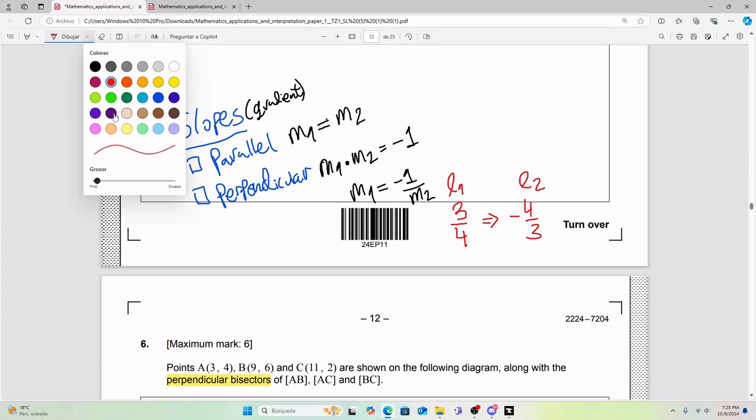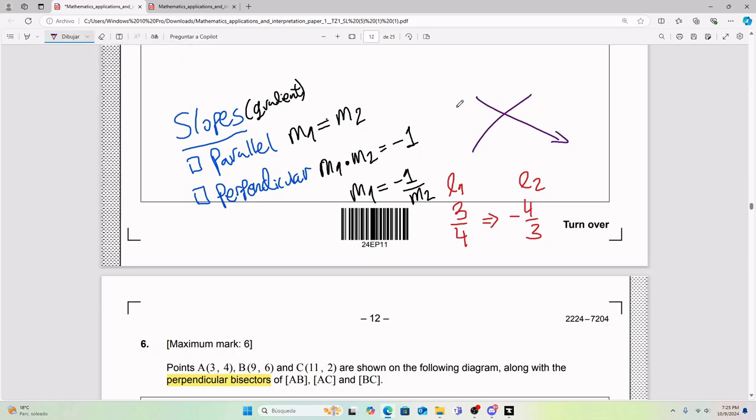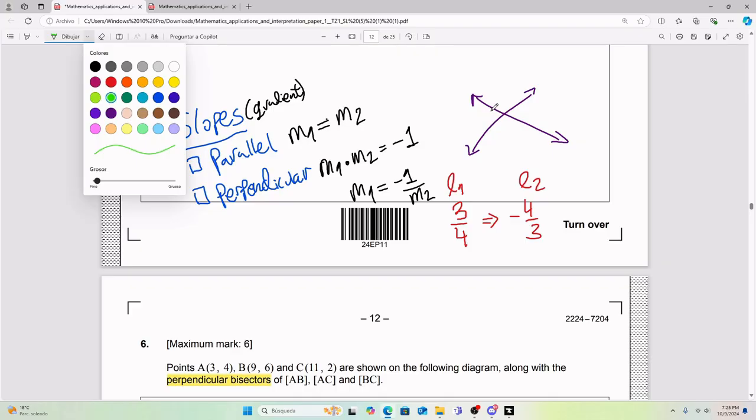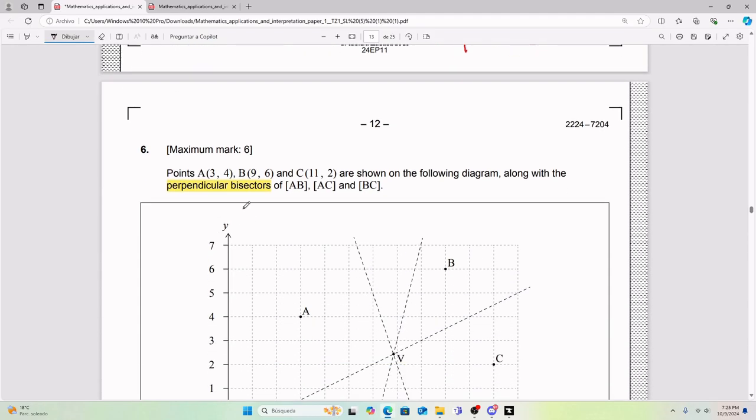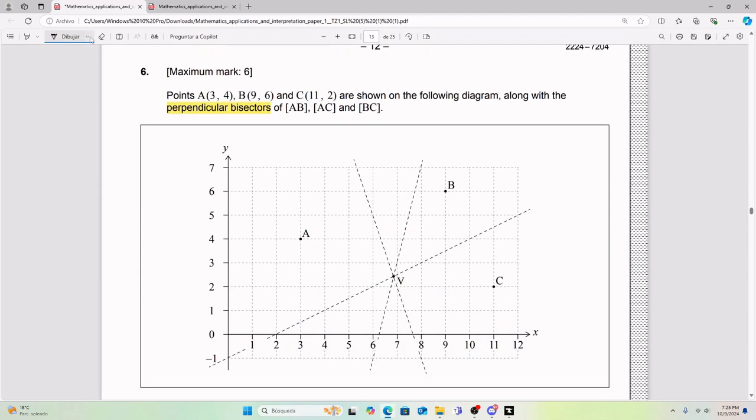How does it look? It looks a little bit like this. Two lines that cross each other in such a way that you end up with a bunch of 90-degree angles. Perpendicular lines look a little bit like that, while parallel lines look a little bit like this.